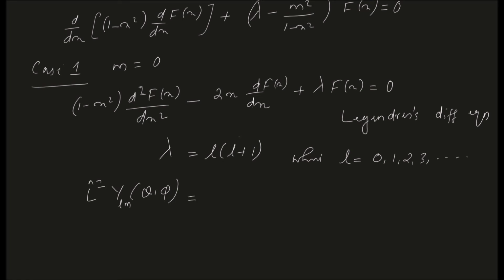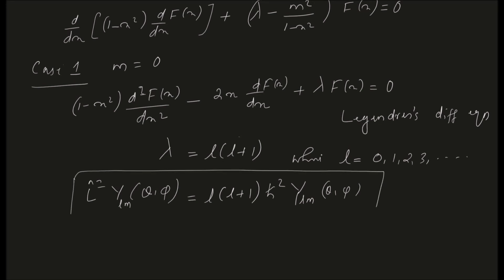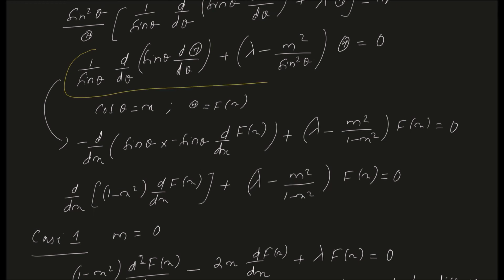So this is equal to, in place of lambda we write L into L plus 1 ħ² Y_Lm(θ, φ). So the eigenvalue equation becomes like this, with the eigenvalue given by L into L plus 1 ħ².